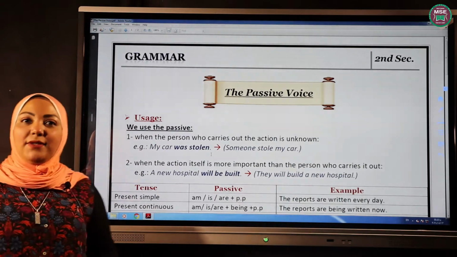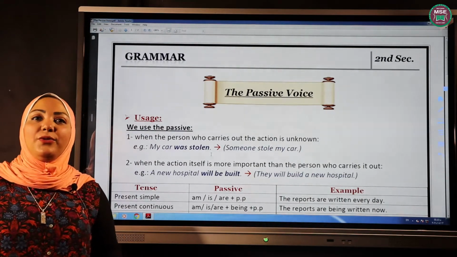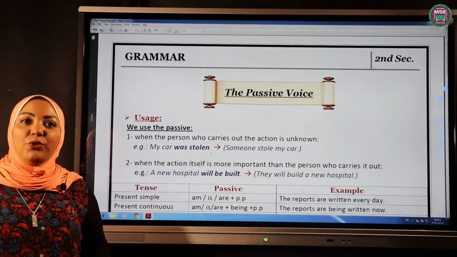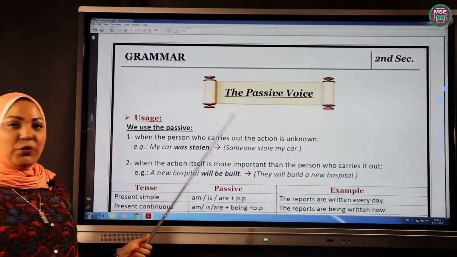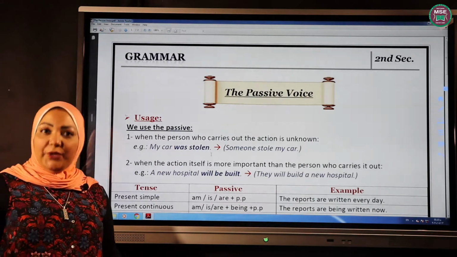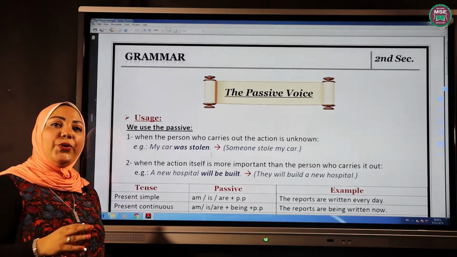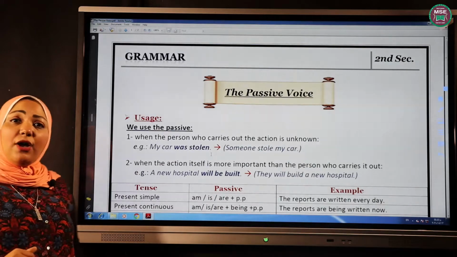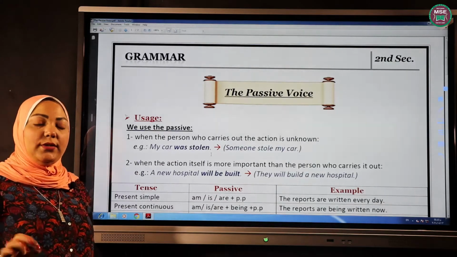Here are some topics of grammar lessons that are going to help you for the coming year, inshallah. In our first session, we are dealing with the passive voice. Okay? Of course, you have dealt with this lesson before in the previous years, so we are going to go through it very quickly. First of all, as for the usage of the passive voice, when do we use it?